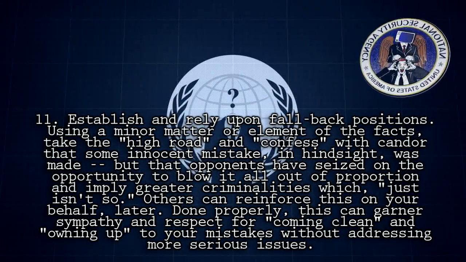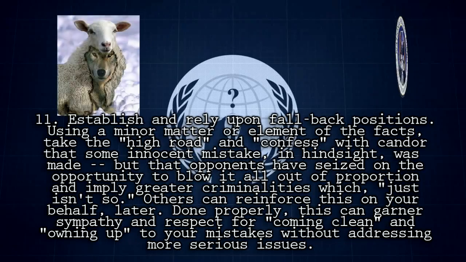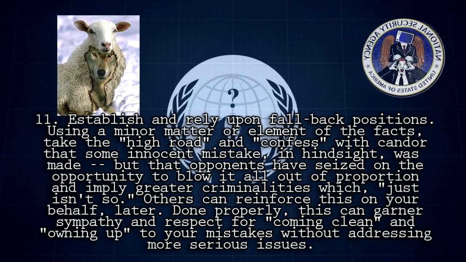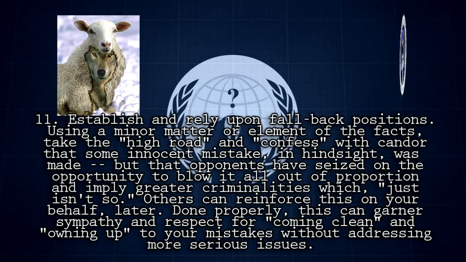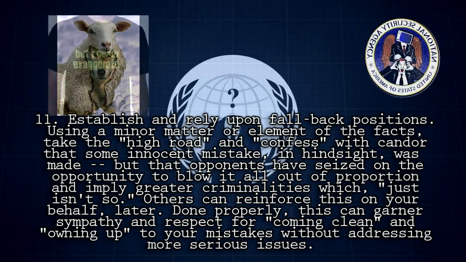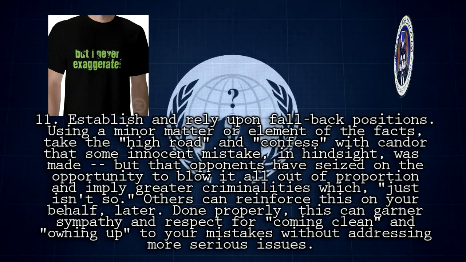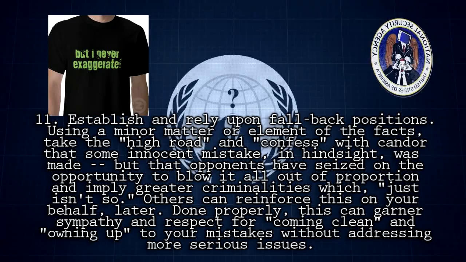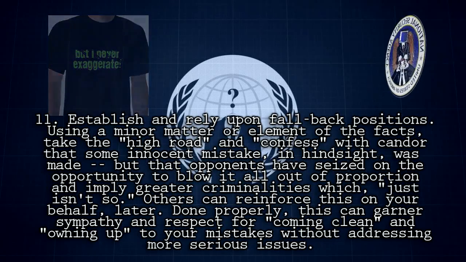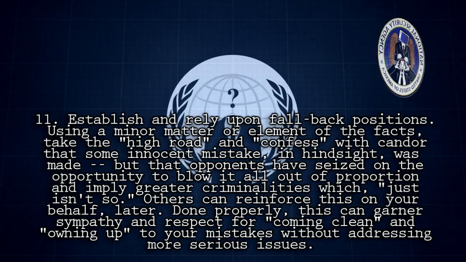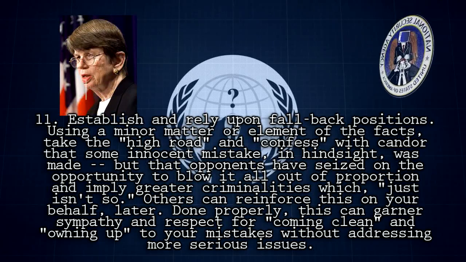11. Establish and rely upon fallback positions. Using a minor matter or element of the facts, take the high road and confess with candor that some innocent mistake, in hindsight, was made, but that opponents have seized on the opportunity to blow it all out of proportion and imply greater criminalities which just isn't so. Others can reinforce this on your behalf, later. Done properly, this can garner sympathy and respect for coming clean and owning up to your mistakes without addressing more serious issues.